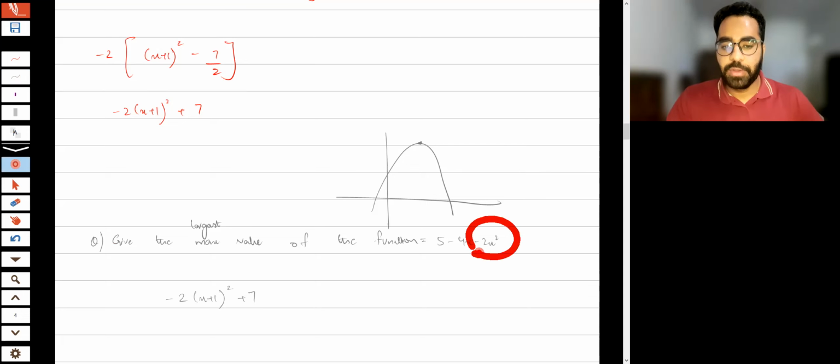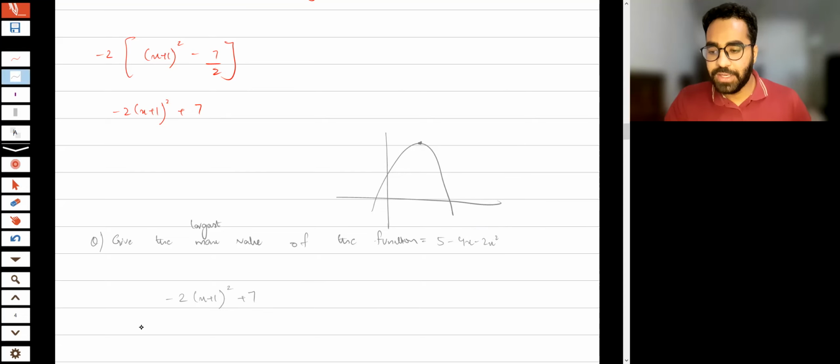Why? Because the coefficient of x squared is negative. So whenever you have to give the largest value or the maximum value, it would be the value outside the bracket which is getting added or subtracted. This value is getting added or subtracted. This -2 is not getting added or subtracted, it is getting multiplied. So we don't take this value, we take the value that is being added or subtracted. So my maximum value would be +7.